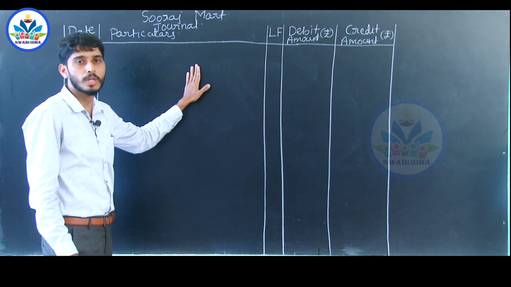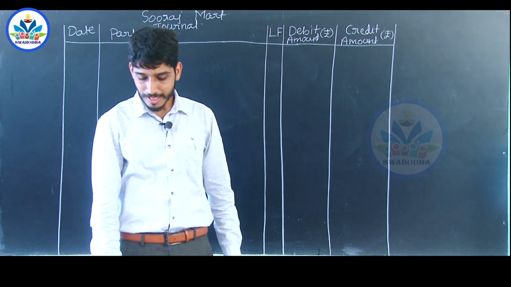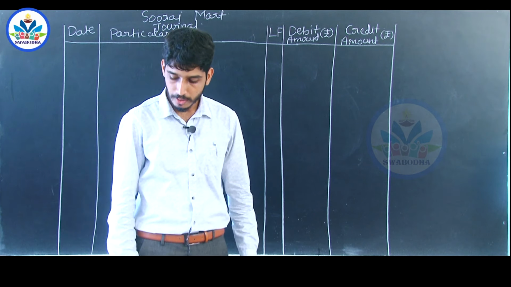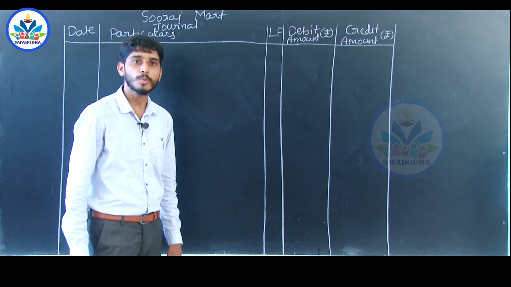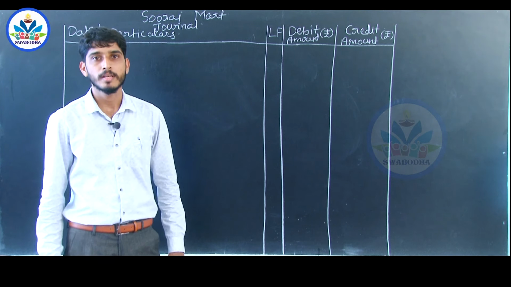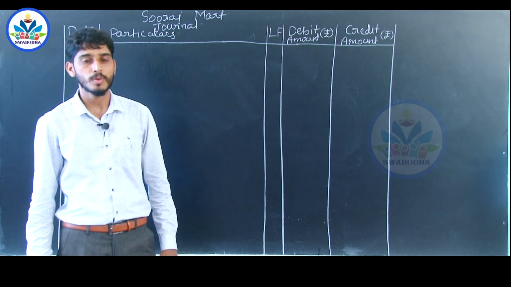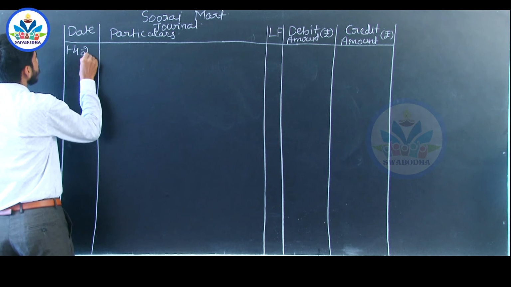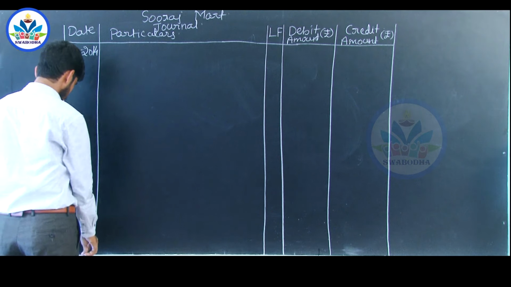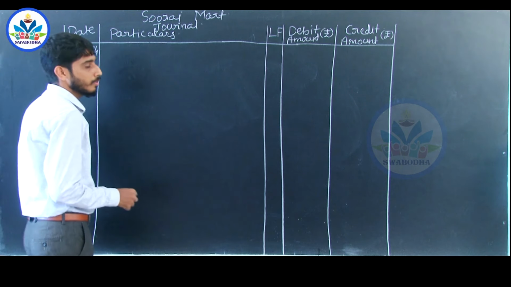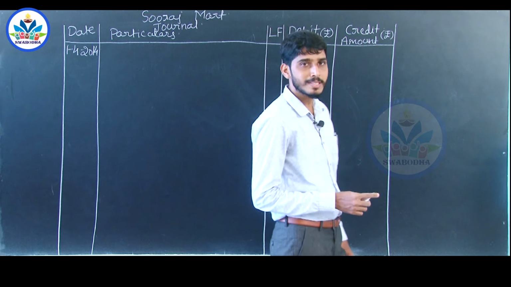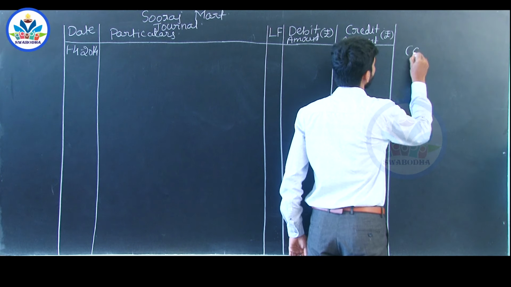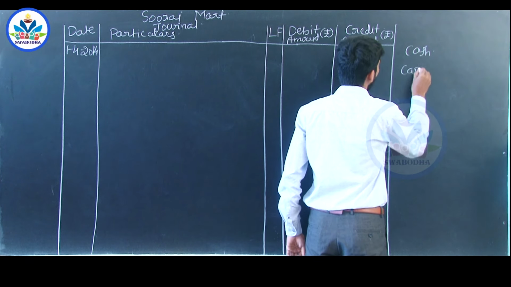month of April 2014. The first transaction given in the problem is on 1/4/2014, business started with cash rupees 1,50,000. When the business has been started, first you find out the two accounts involved in the transaction. The accounts involved in the transaction are cash and capital.